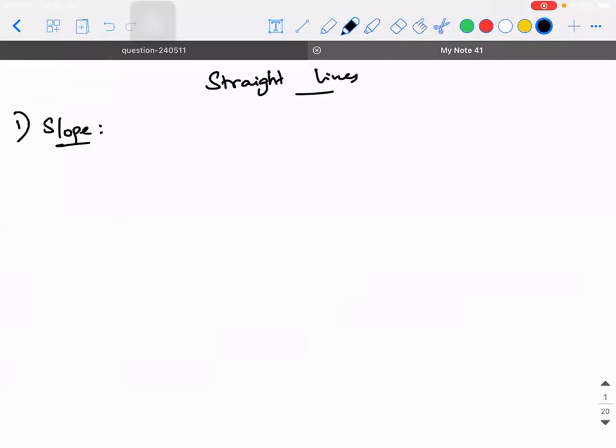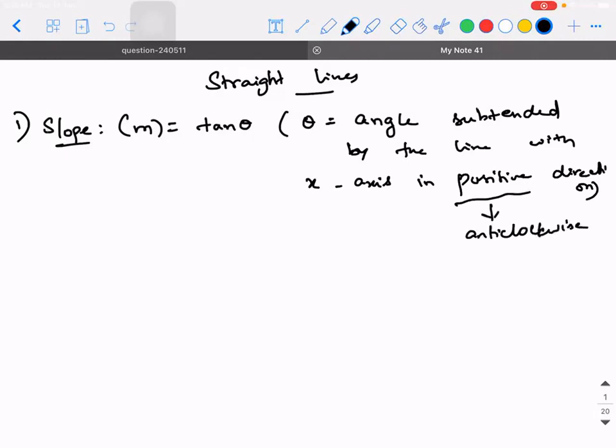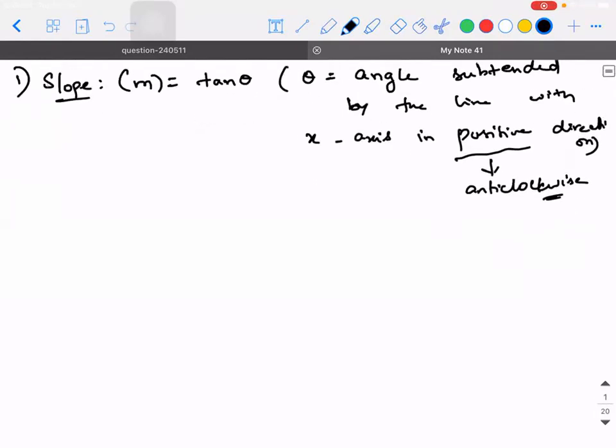First, we need to know what is the slope of a line. Slope of a line is represented as m, that is also given as tan theta, where theta is the angle subtended by the line with the x-axis in the positive direction. What do we mean by positive direction? This positive is also called anti-clockwise direction, right?